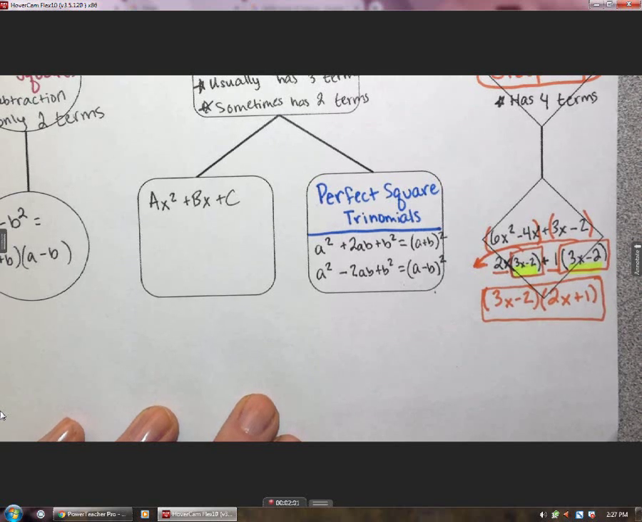This whole page is now complete. You have all the factoring strategies that you need. On your test, it's not going to say factor by grouping. It's going to give you 9 problems and say factor, and you're going to need to figure out which strategy that you want to use.